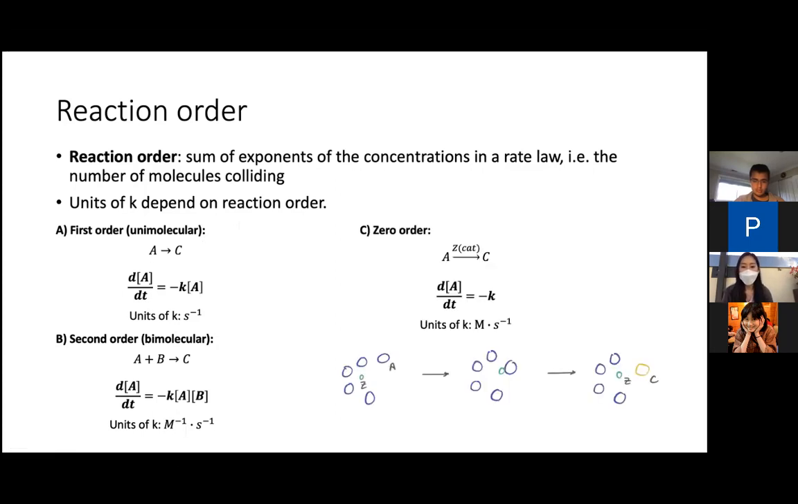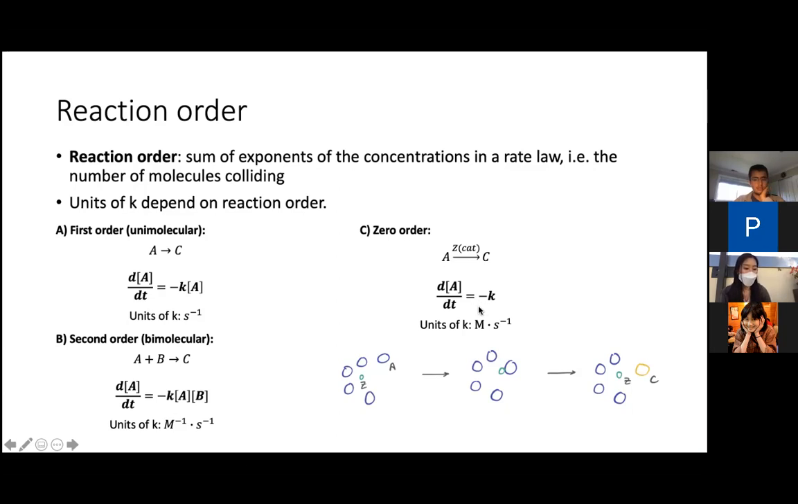And then for zero order reactions, this is basically the same as a unimolecular reaction, except that it has a catalyst to aid the reaction. So for a zero order reaction, the rate is actually independent of the concentration of reactant.